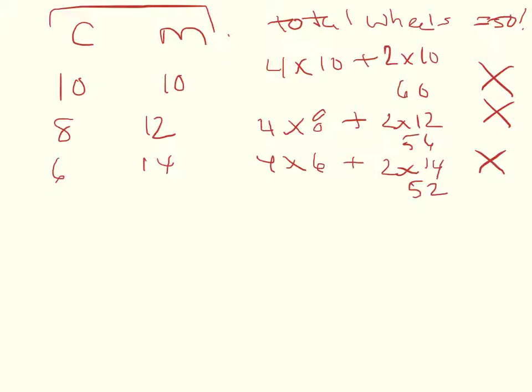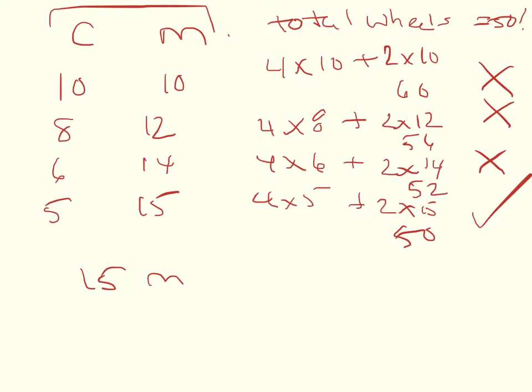And I can notice that when the cars went down by 2, the number of wheels went down by 4. And again, so I'm just going to bump it down once, 5 and 15, and see I'm holding these steady at a total of 20. I do 4 times 5 plus 2 times 15, so I have 20 plus 30, which is 50. And so then I know this is the right solution, but it says how many motorcycles are there? So there are 15 motorcycles.